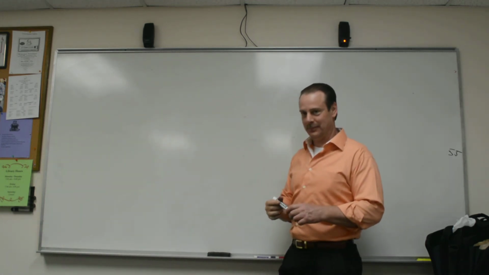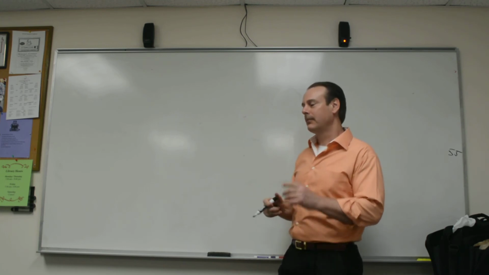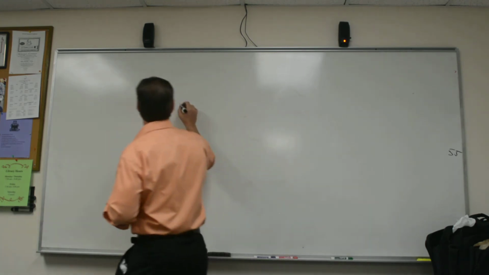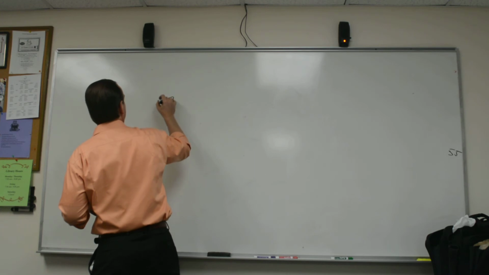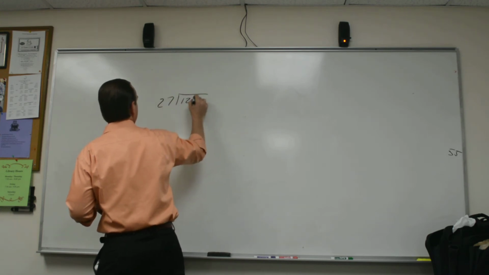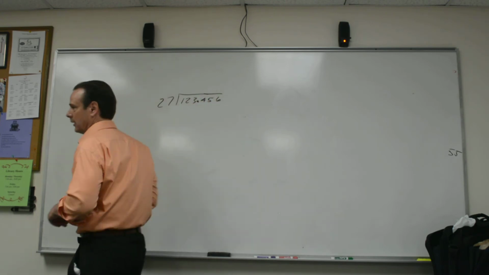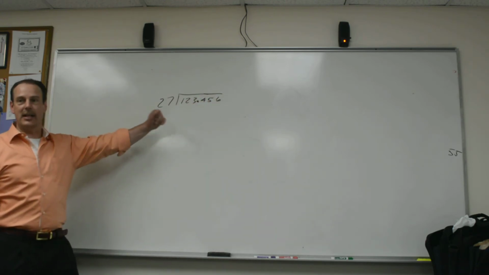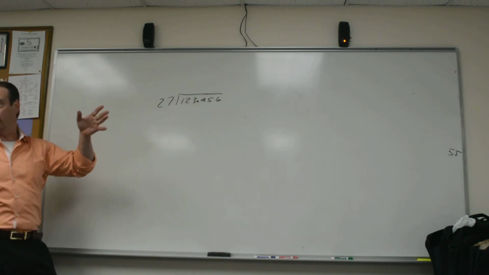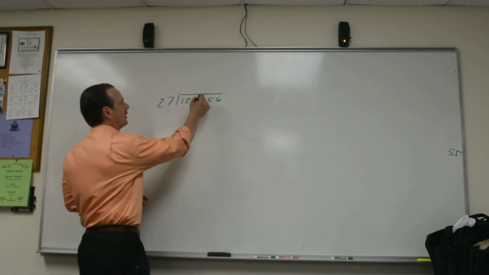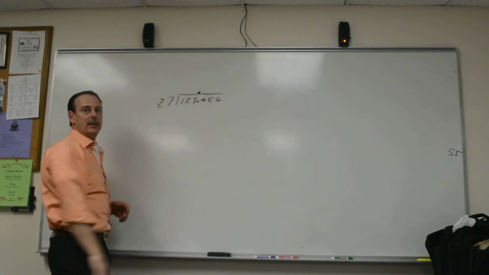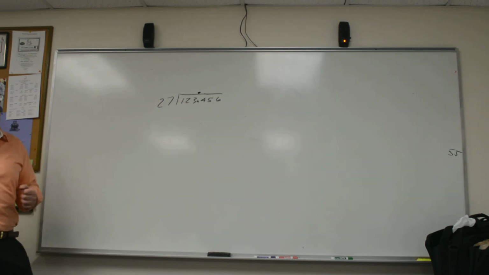All right. Here we go. If we had a number like this, we had a decimal in our dividend, what did we do? Bring it up. Yeah, project it directly up, and then you just divide it as normal.